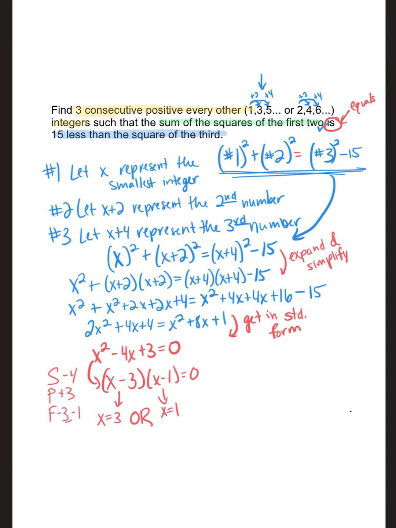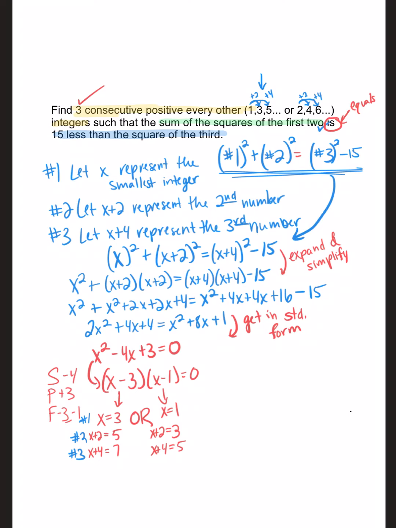Well, remember, it's asking us to come up with 3 consecutive numbers. So we have to find 3 of them. So we have basically 2 solutions to choose from. We have that x can equal 3 or x can equal 1. So if we were to come up with our second and our third number, we know that this represents number 1. We need number 2 and number 3. Okay, so our second number was x plus 2, so that's going to equal 5. And our third number was x plus 4, which would be 7. Or if x ended up equaling 1, then x plus 2 would be 3, and x plus 4 would be 5.